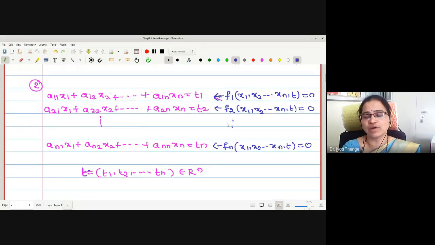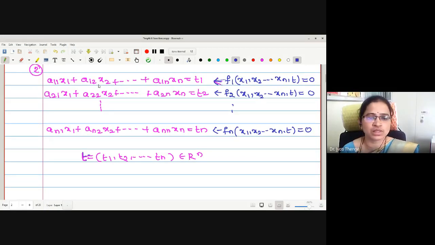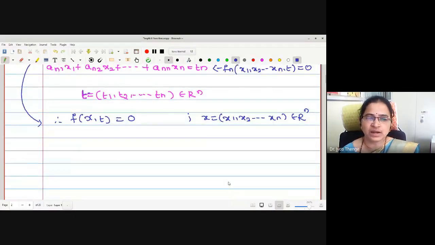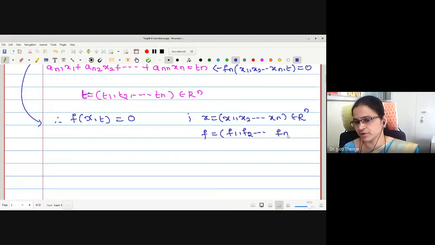Now, in order to find the values of x in terms of the remaining variables, that is finding the values of the variables x in terms of t's, that is solving the system of equations. What is the condition known to us if I want to solve this system? Let me write this system as f of x, t is equal to 0, where the vector x is made of the variables x1 to xn belonging to R n. Is the point clear? And what is f? This is a collection of the real-valued functions f1, f2, f3, and so on. We have already mentioned it.